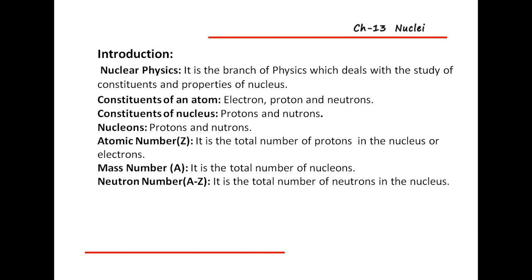And the neutron number is A minus Z. It is the total number of neutrons in the nucleus. So that is A minus Z, the mass number minus the atomic number. The subtraction of these two, mass number and atomic number, is known as the neutron number.